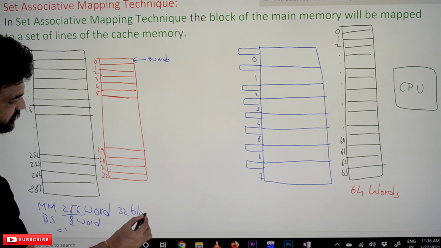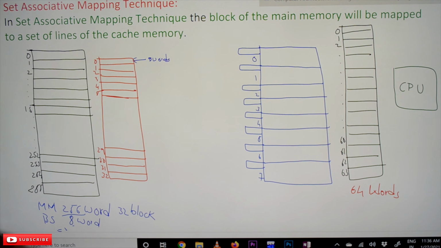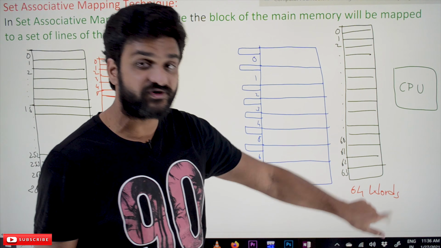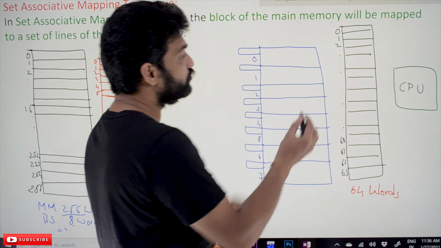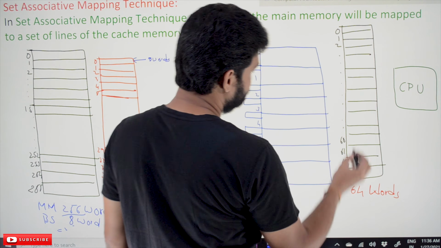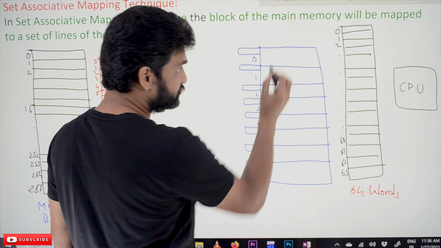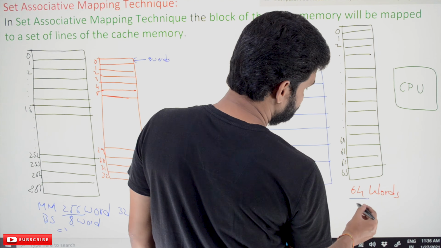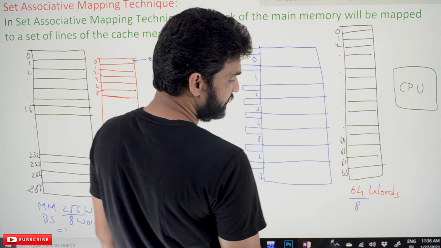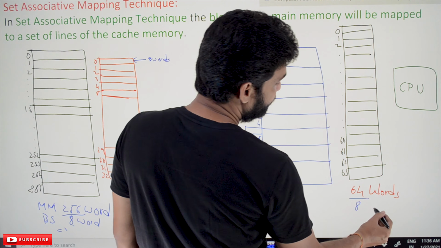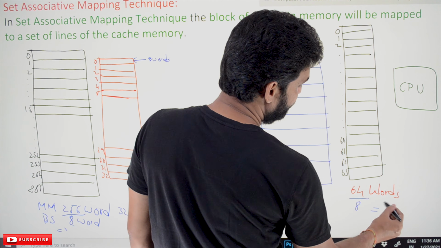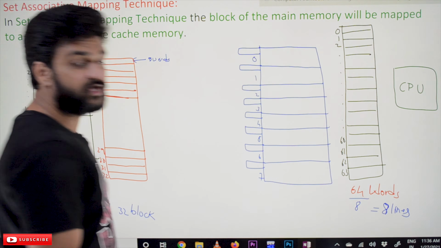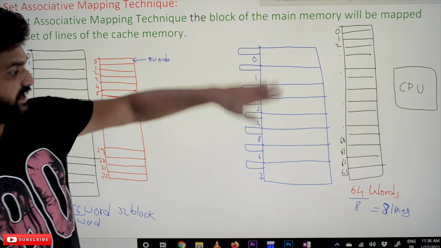We are going to have 32 blocks, and this is our cache memory. Our cache memory has 64 words, and we are going to group 8 words into one group, which we call a line. Each line is going to have 8 words. So the total number of lines is 64 by 8, which is equal to 8 lines. So our cache memory is going to have 8 lines.